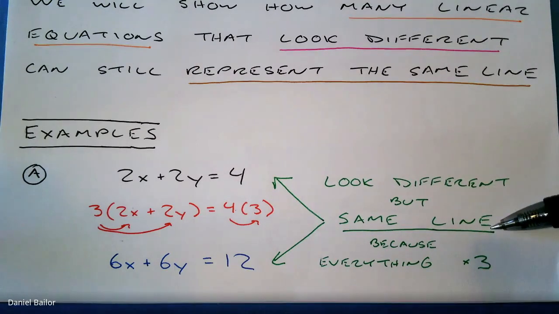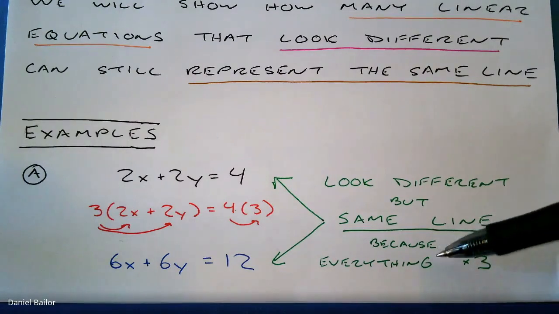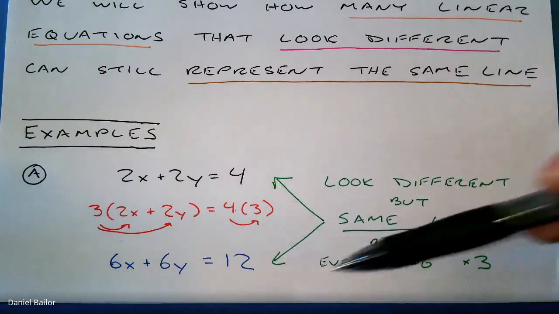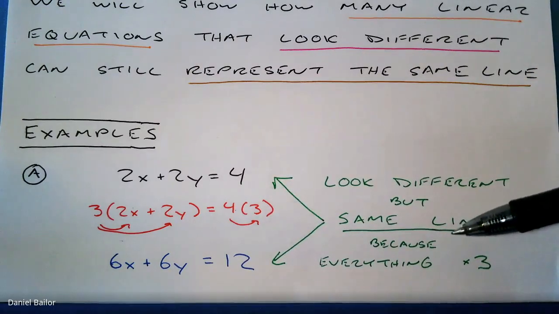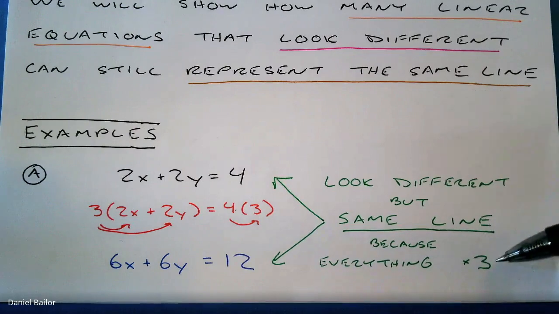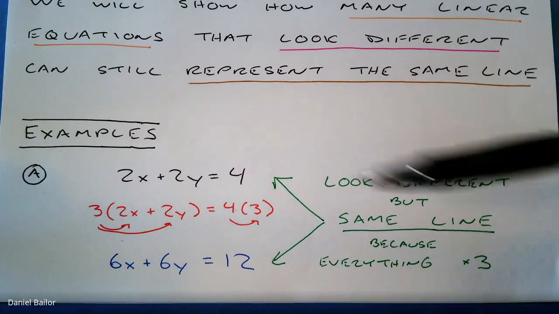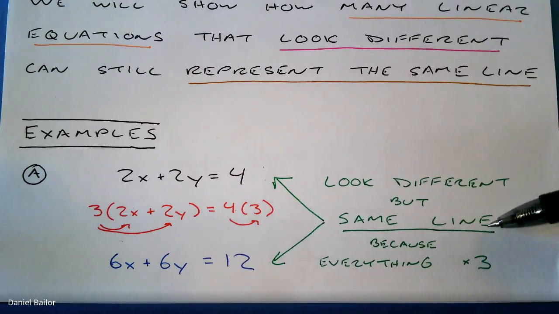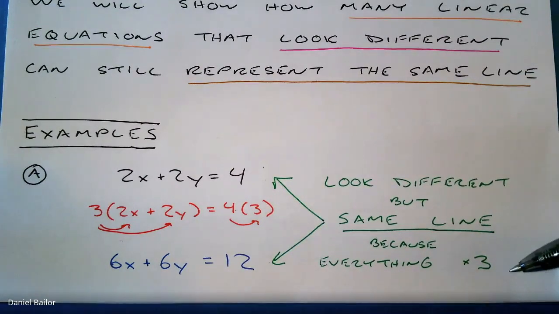And the reason they make the same line is because I multiplied everything by 3. So the ratio stayed the same. I changed everything by the same amount. So these look different, but they're the same line because I changed everything the same way.